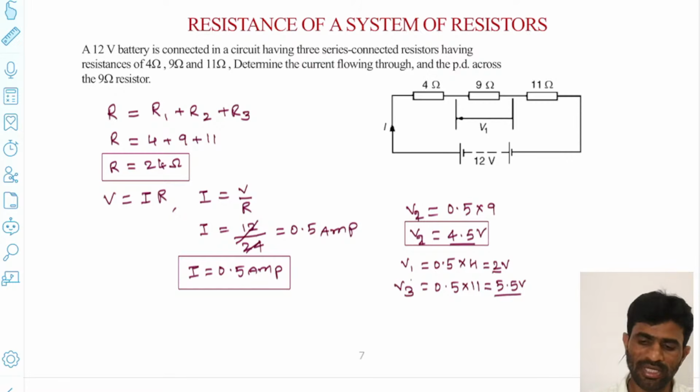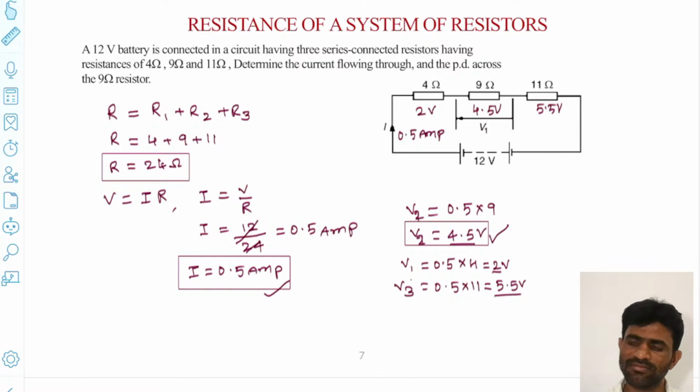Hope you understood. But here the question is about finding only the potential difference across 9 ohms. The potential difference across 9 ohms is 4.5 volts. So the total current is 0.5 amperes. Voltage across 4 ohms is 2 volts. Here 4.5 volts, here 5.5 volts, and the total current is 0.5 amperes.